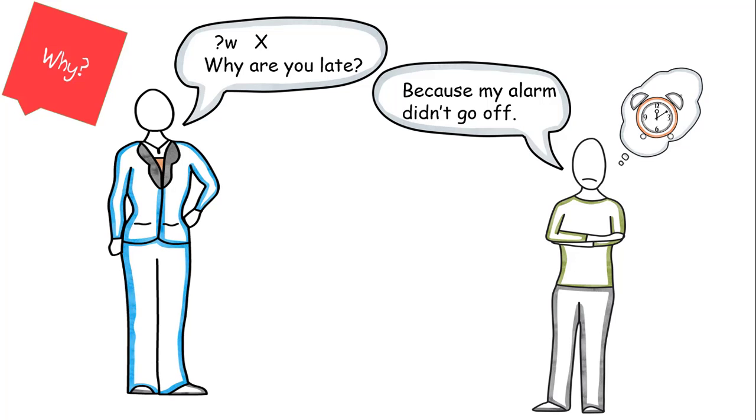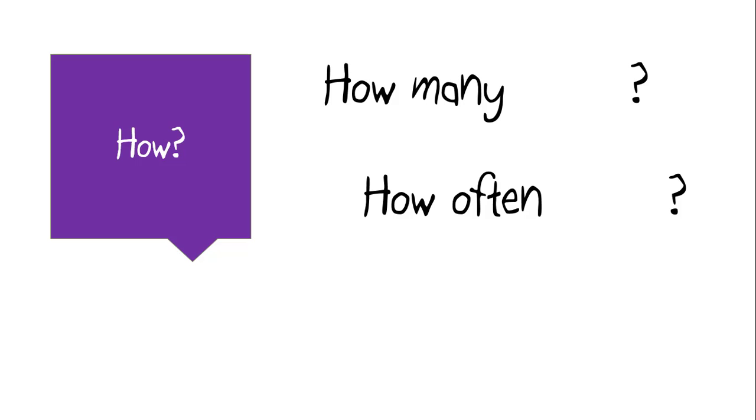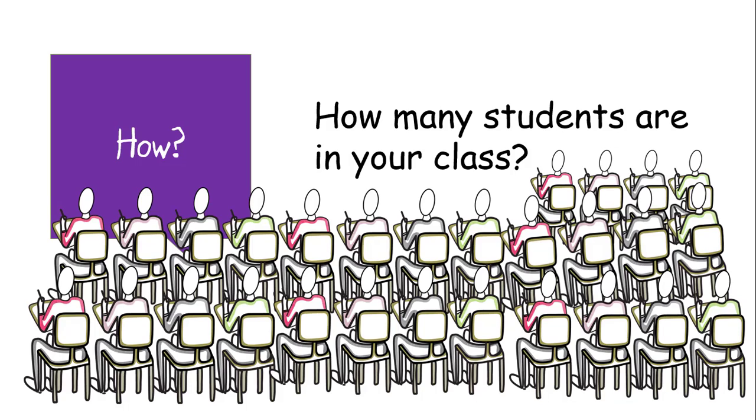I overslept. The question word how asks about manner or quantity. How is often part of a phrase, like how many, how often, or how long. How many students are in your class? How many students is the question phrase. Are is the X word.